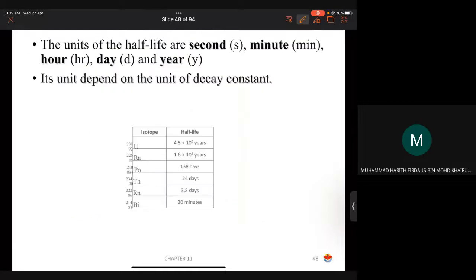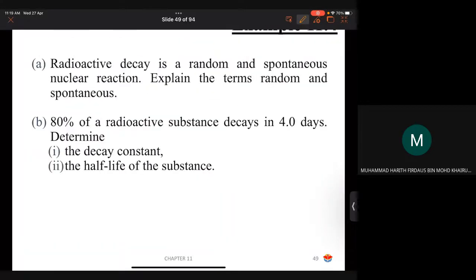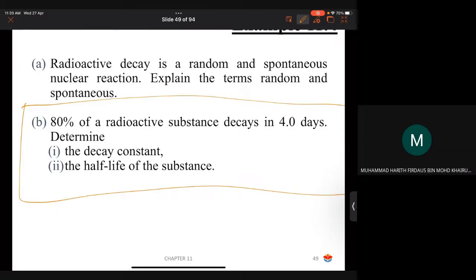Okey, saya terus buat soalan. Macam saya cakap, unit untuk T-half boleh jadi second, minute, hour, days. Tak perlu tukar pun tak apa. Okey, kita tengok soalan nombor B. 80% of radioactive substance decay in 4 days. So ini time lah. Determine decay constant. Apa simbol dia? Lambda. So you want to find lambda.